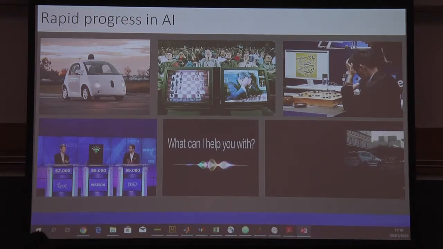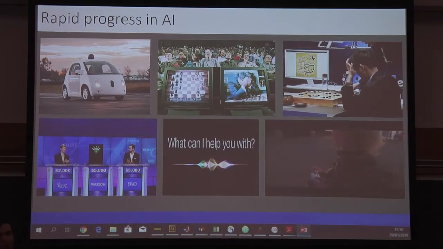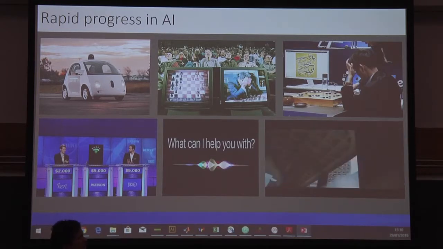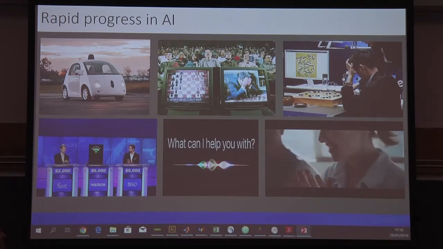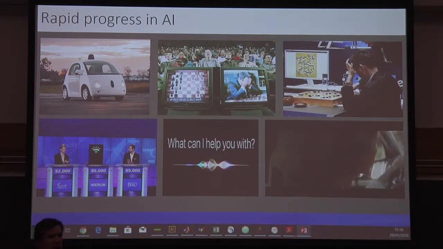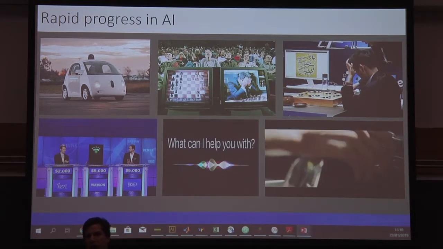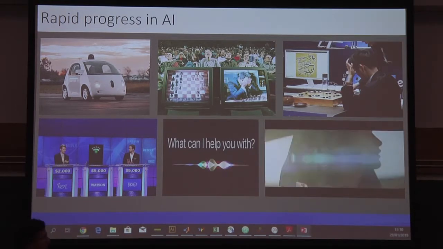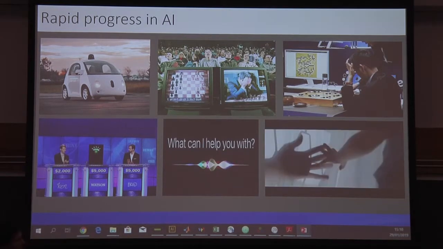And then there is, of course, a lot of progress in terms of self-driving cars. I should clarify that this is not a real experiment. This is just an advertisement here. So we have already devices in production and being tested that can navigate automatically in the real world.